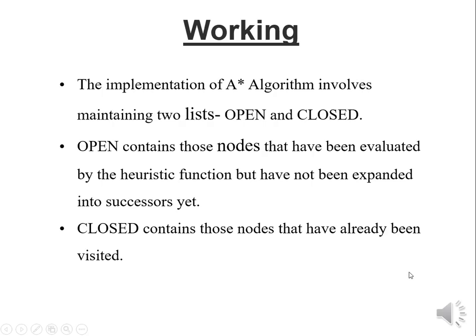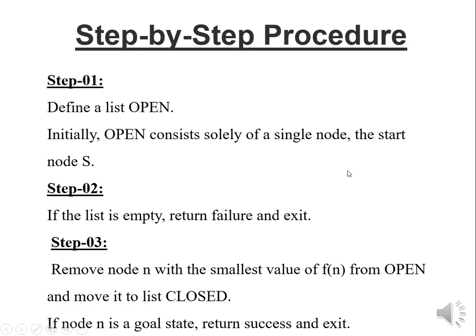The implementation of A-star algorithm involves maintaining two lists here. First list is open and second one is closed list. Open list always contains the nodes that have been evaluated by the heuristic function. That means open list always contains the nodes that are to be visited, or these nodes are also called waiting elements. And a closed list contains the nodes which already visited the tree, and these are also called the deleted elements list. Here the step-by-step procedure we can see.